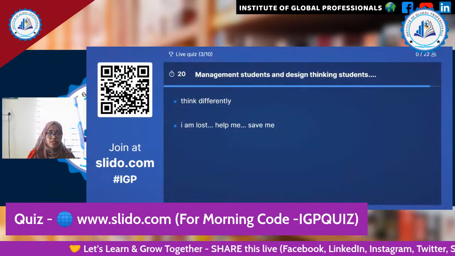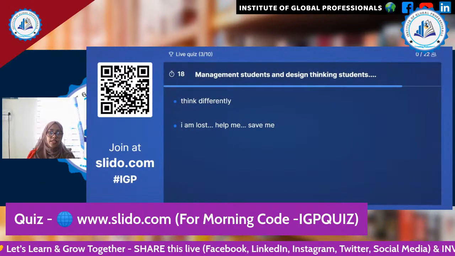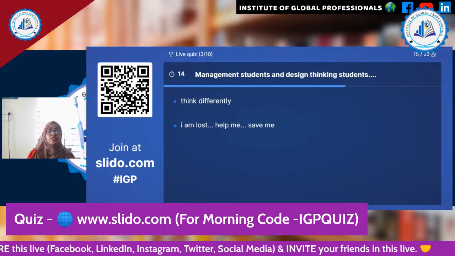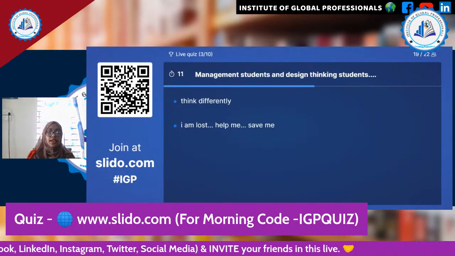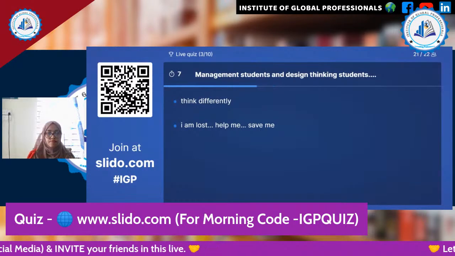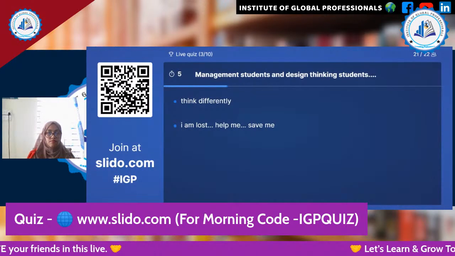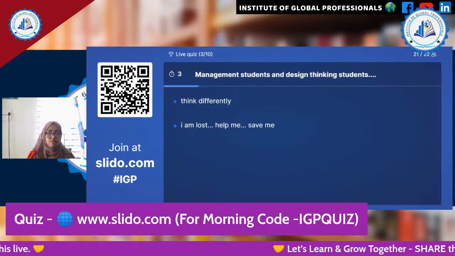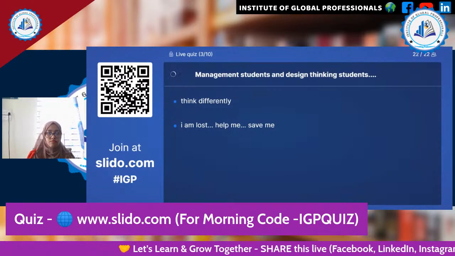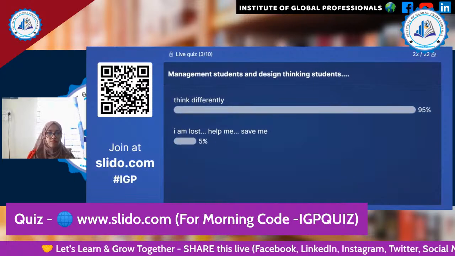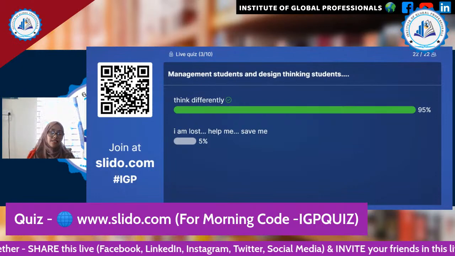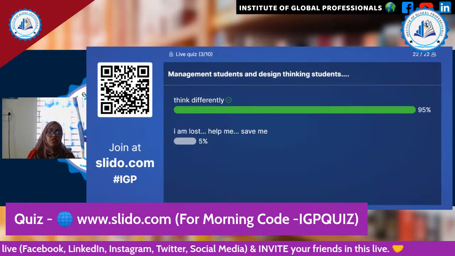Question number 3. Management students and design thinking students can: first option, think differently; second option, I am lost. Help me, save me. And the correct answer is option 1, think differently.